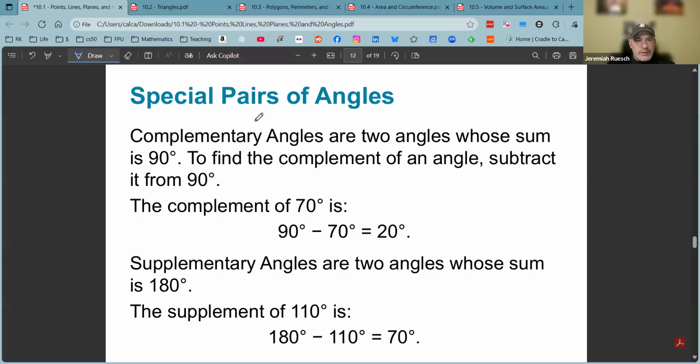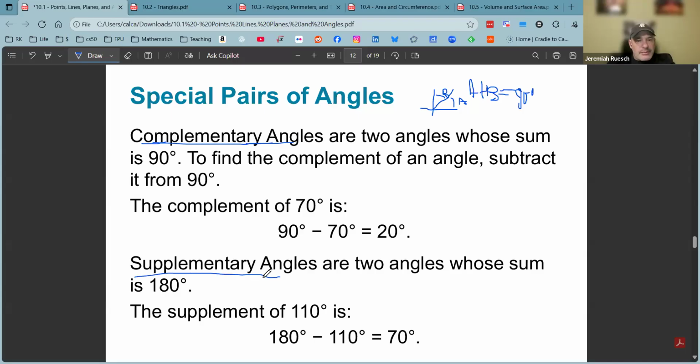Some special angles. Complementary angles is one term, and this comes up quite a bit, especially in dealing with triangles. Complementary angles are angles whose sum is 90 degrees. So if we look at this angle, we'll call it capital A, and this angle right here, capital B, then A plus B, that sum, is 90 degrees. They're called complementary if that's true.